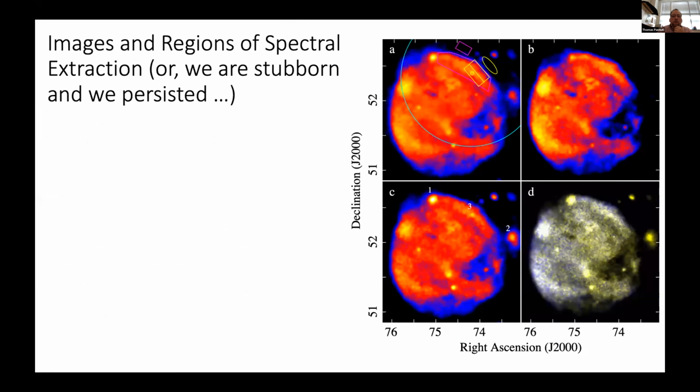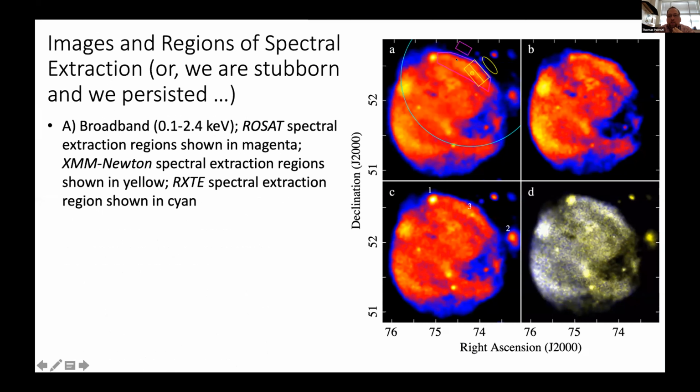Okay. These images show the locations of the spectral extraction that we performed. This upper panel shows the regions of spectral extraction. This magenta feature along the rim is the X-ray emission from the ROSAT observation. This box shows a region of background spectral extraction. This circle shows the field of view of the ARC-CE PCA observation.